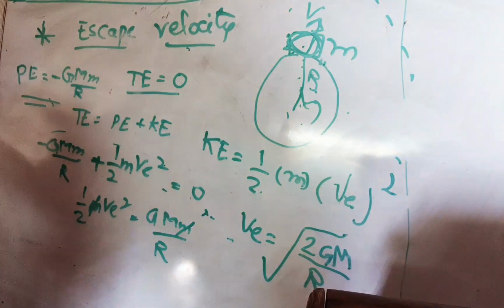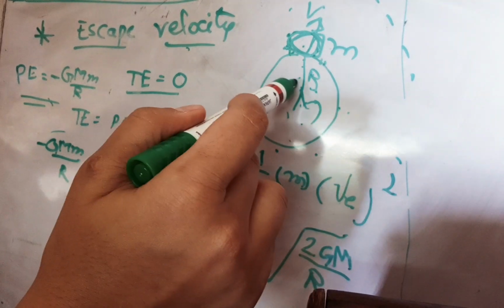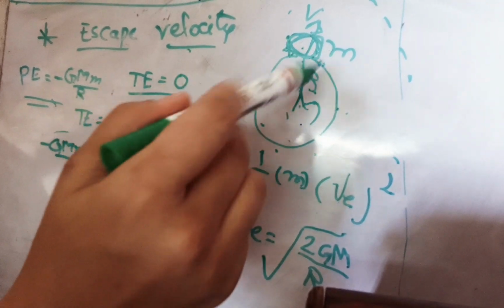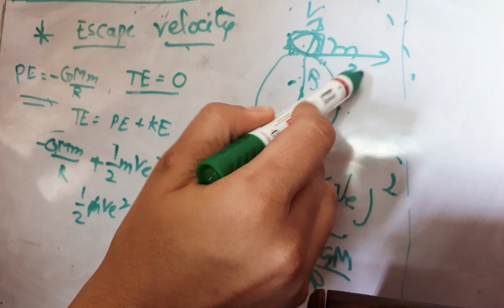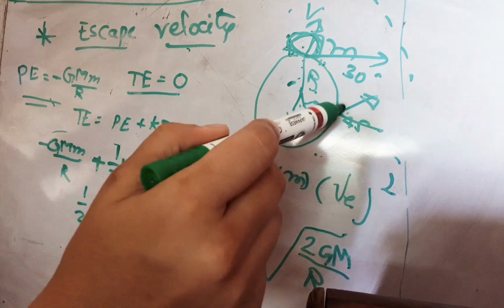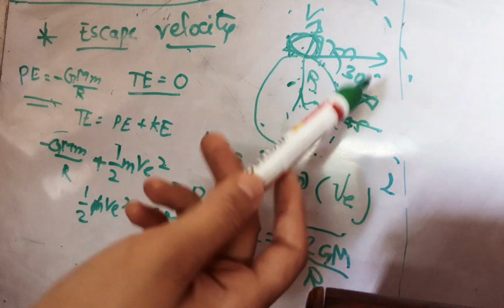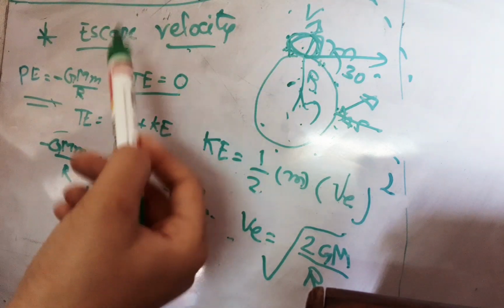Also, suppose I project this body from anywhere on the surface. If I project it from here at 30 degrees, and from here at 45 degrees, will there be any change in escape velocity?